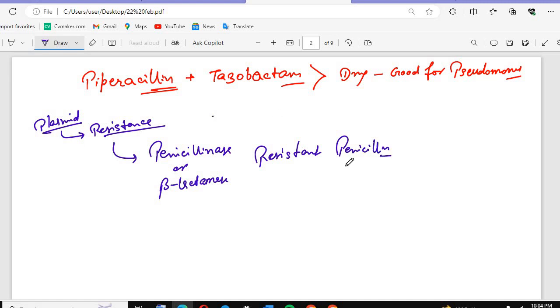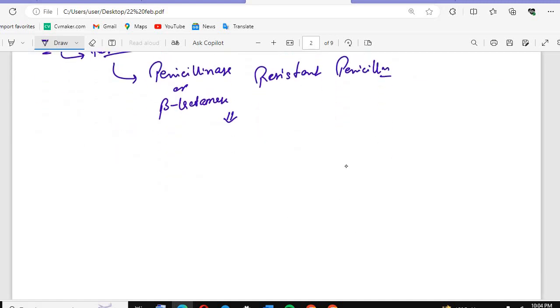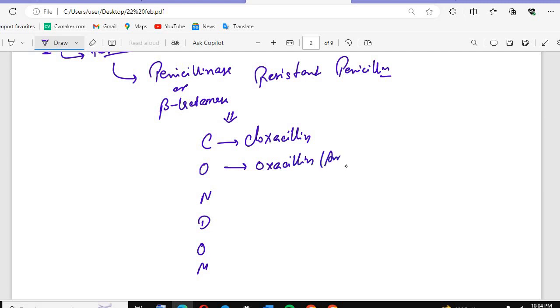Then what were these drugs? These were the condom drugs, and you need to remember them. Cloxacillin, oxacillin. Another name for oxacillin is Ampiox. Remember for the Kroks, Ampiox. Then N for nafcillin. D for dicloxacillin. O for oxacillin. M for methicillin.